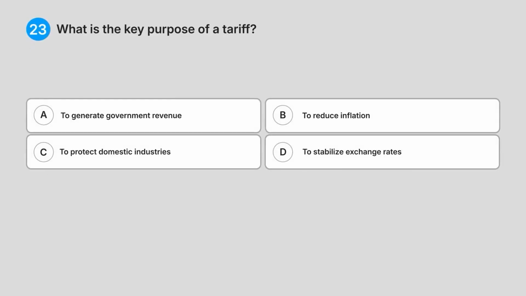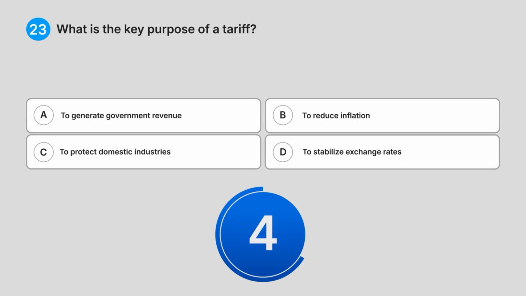23. What's the key purpose of a tariff? A. To generate government revenue. B. To reduce inflation. C. To protect domestic industries. D. To stabilize exchange rates. What do you think is the answer?